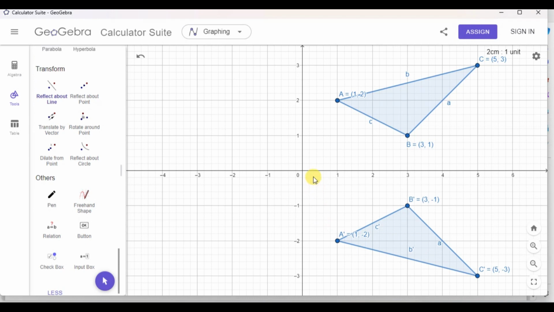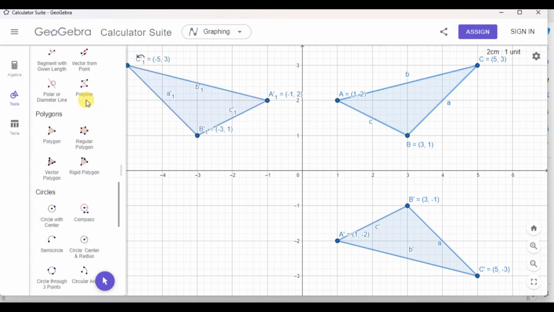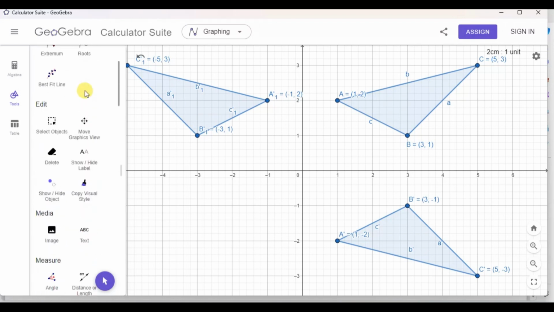Now we want to also reflect it in the y-axis. And note, this is the y-axis. So reflecting this object in the y-axis. I click this object I want to reflect, and in the y-axis. So click on the line Y, and you see that that figure has also been reflected very well.